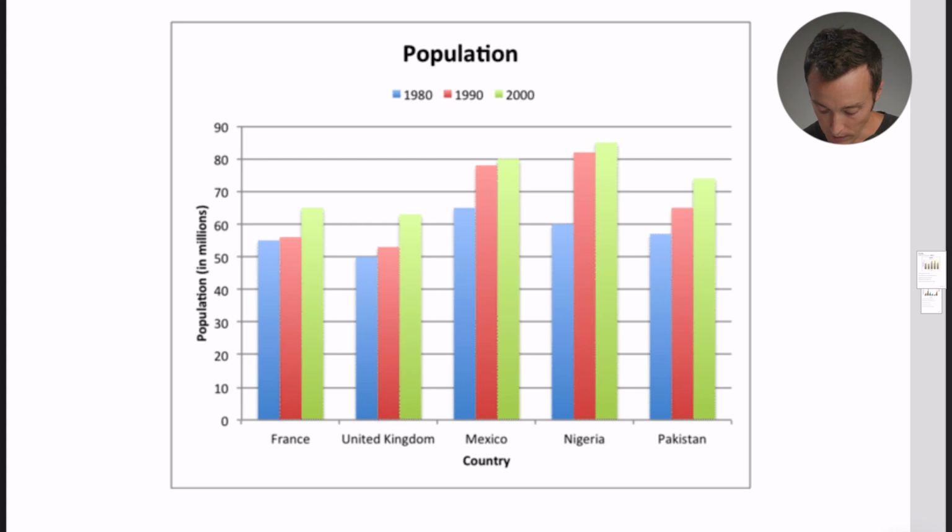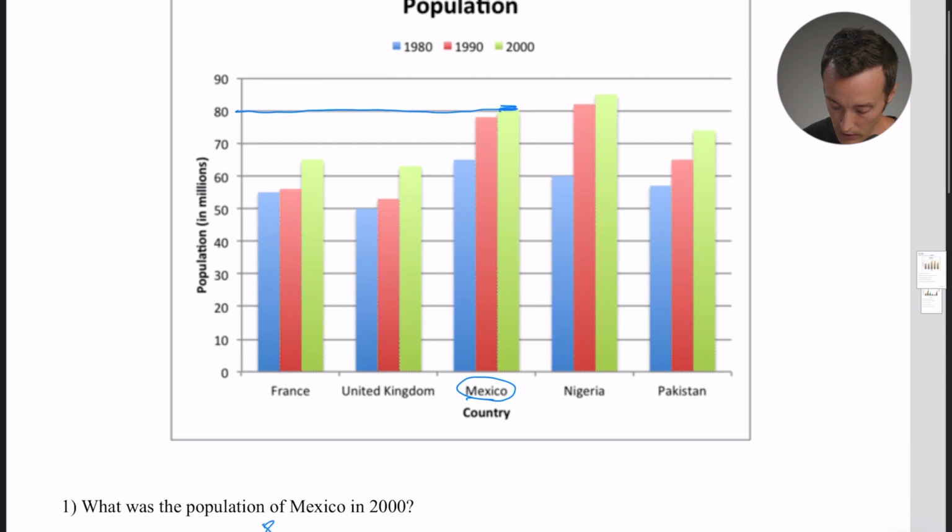But number 1 says, what was the population of Mexico in 2000? So immediately my brain is going right here to Mexico. And then I'm trying to pay attention to what year they're talking about, 2000. Well, that's this green bar, and it goes all the way up to right there, which if I trace that over, looks like it's at 80. And remember that that is in millions. So there would be about 80 million people there. So the answer is 80 million. Cool. It's that simple, okay?